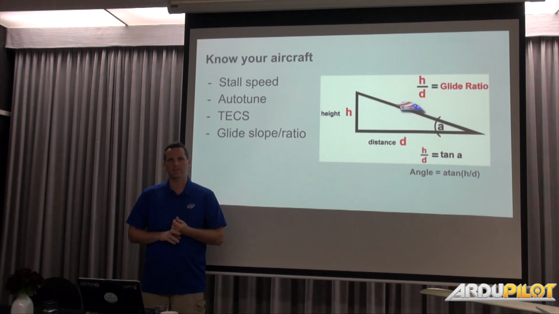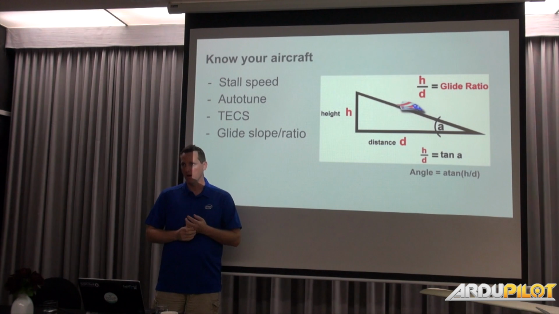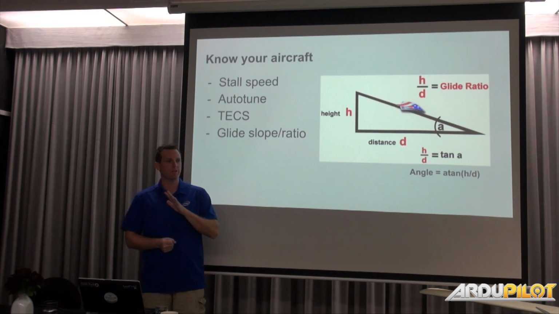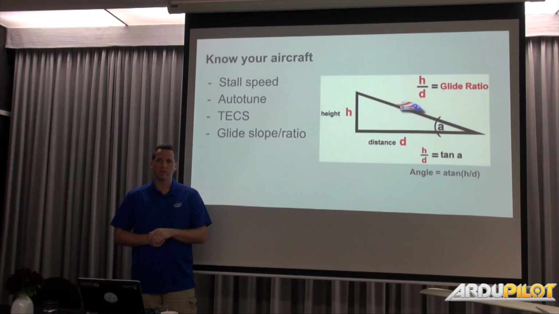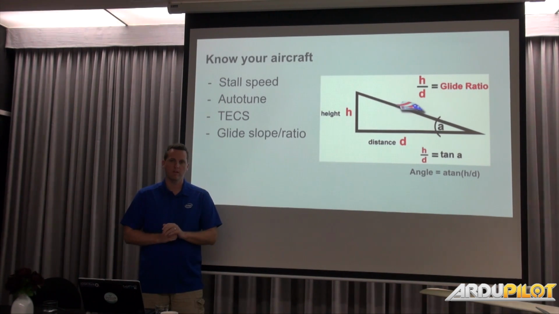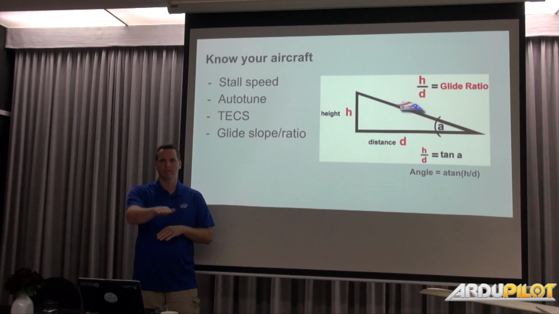With a lot of stock aircraft, a lot of people just download it, fly it, and that's it for years. So it's always best to at least auto-tune it, and learn about the characteristics of the aircraft. There's TECS, which is the total energy control system, which I'll talk about a little bit, and the glide slope, which is what this diagram is about. That's just basically how efficient your aircraft is. With no energy, for a given distance, how much do you drop? That's basically your glide.